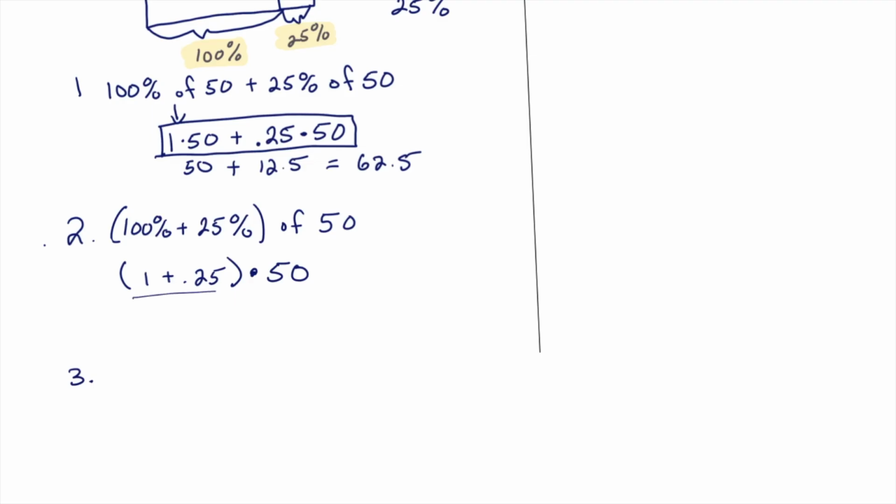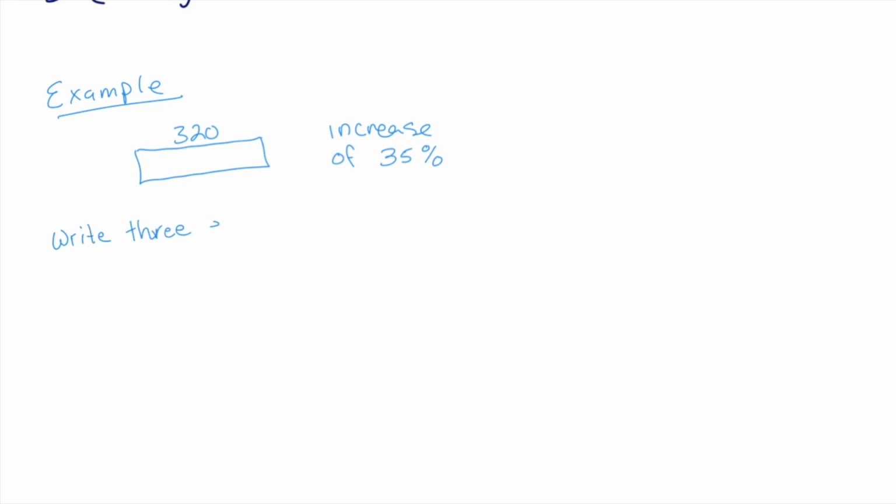So the third equation is actually going to combine these. So 100% plus the 25%, which will be 125% of 50. So I can just leave it like this. Now we're going to do some rapid fire examples. Or just one example. So let's say I have a rectangle of 320 with an increase of 35%. And I'm going to write the three different equations that will go with this.